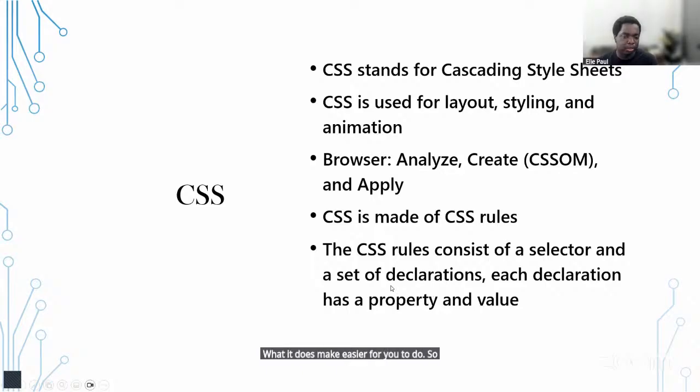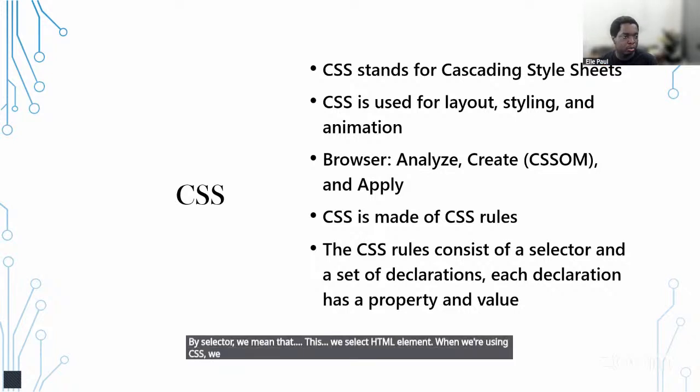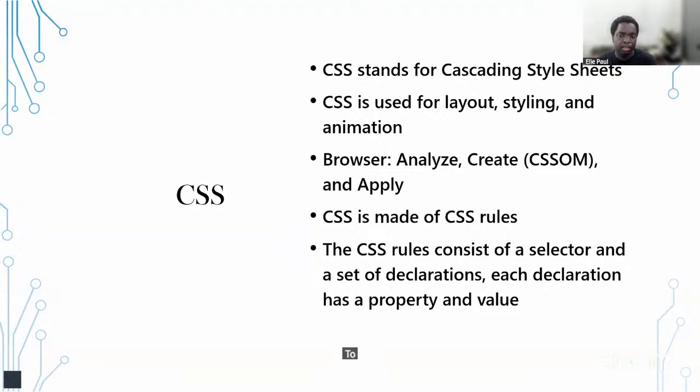So when we go about CSS, it is a list of rules, and the CSS rules consist of a selector. By selector, we mean that we select an HTML element. When we're using CSS, we're adding rules to this HTML element. And the way to know which HTML element to change is using the selector. And we have a set of declarations. A declaration has properties and values.